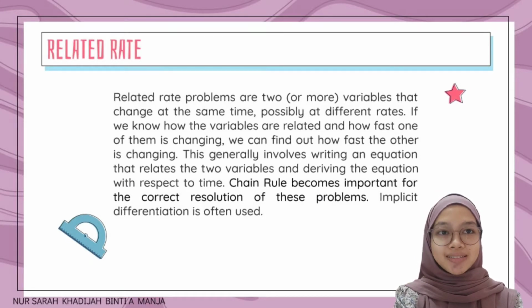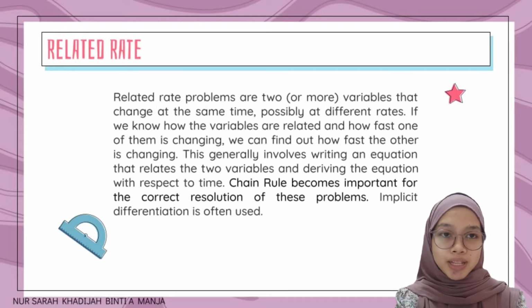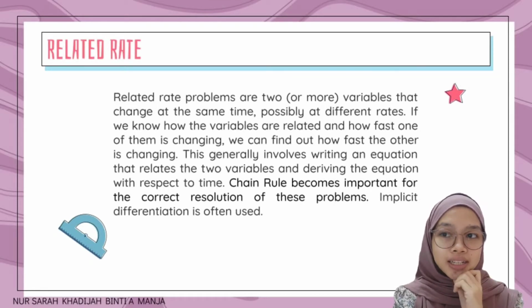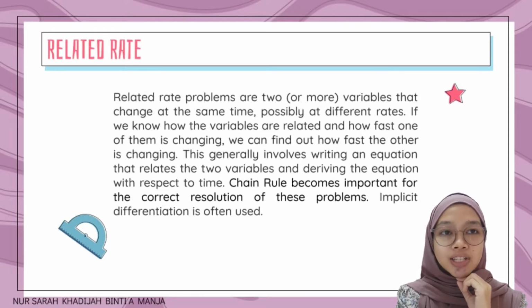So, what is related rate? Related rate problems involve two or more variables that change at the same time, which we assume as t, possibly at different rates. If we know how fast the variables are related and how fast one of them is changing, we can find out how fast the other is changing. This generally involves writing an equation that relates the two variables and deriving the equation with respect to time. In this method, the chain rule becomes important for the correct resolution of these problems. Implicit differentiation is often used.